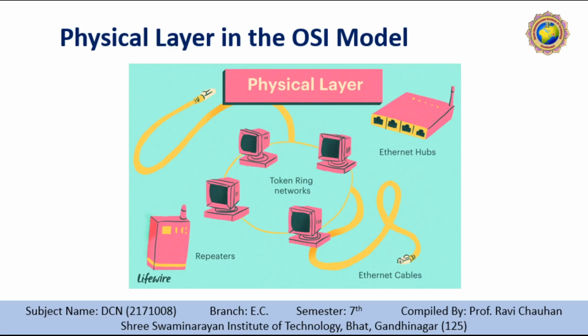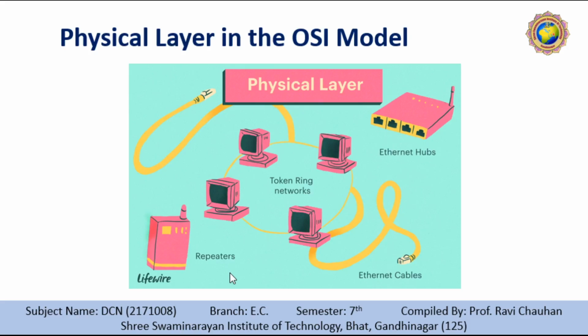So the first layer, as you can see in this figure, is the physical layer. The physical layer is responsible for data transmission in the physical medium. The figure shows that it can be any type of Ethernet cable. It has an Ethernet hub. It has repeaters. The link may be wire, wireless, or optical fiber.